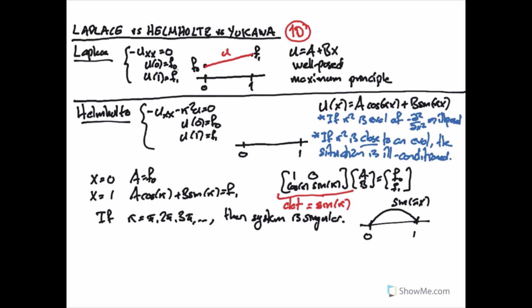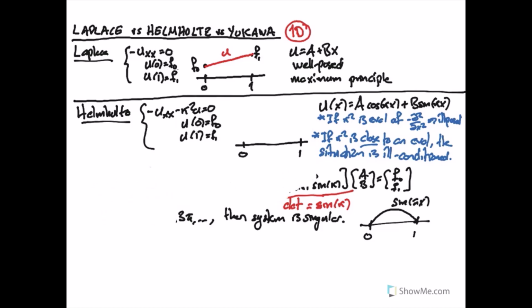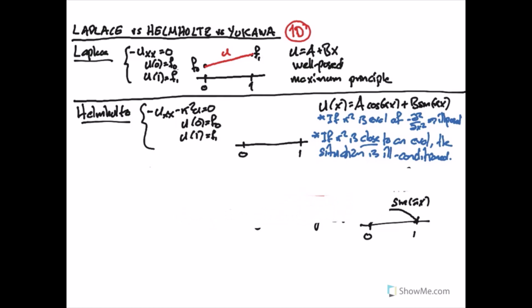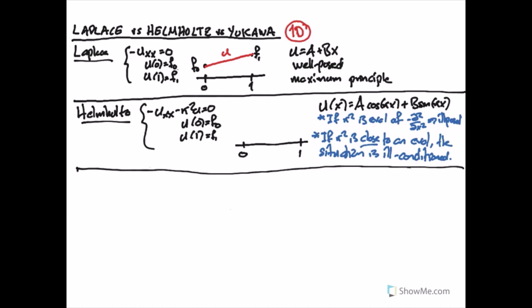So before we wrap up, let's just talk a little bit about the Yukawa equation as well. So what is the Yukawa equation? It is exactly the same as the Helmholtz equation, you just flip the sign. So Yukawa looks like this: plus kappa squared u is 0, u of 0 is f0, u of 1 is f1.